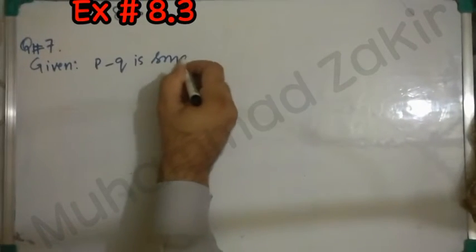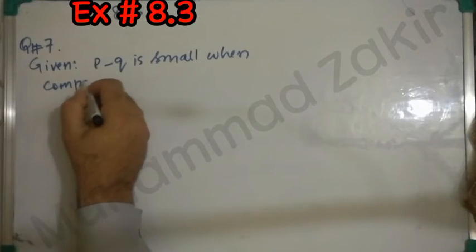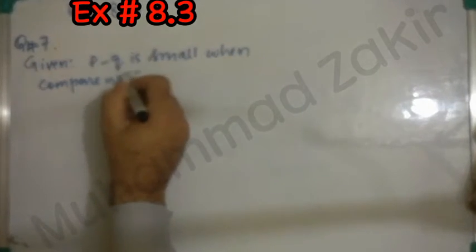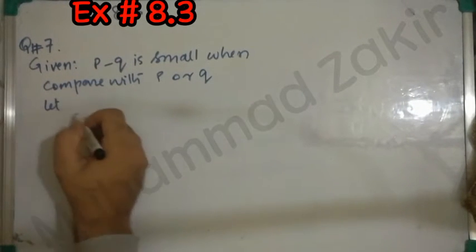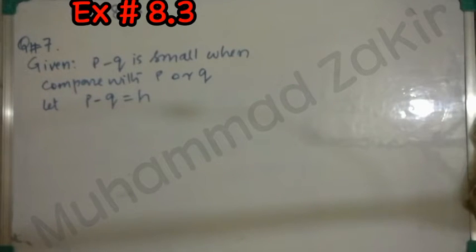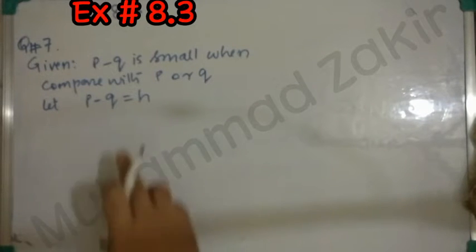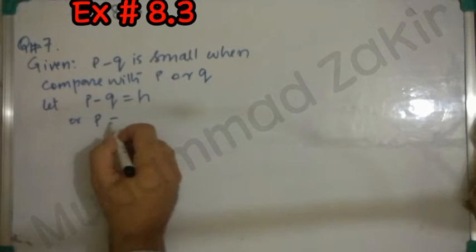Question number 7, exercise 8.3. Given is that P minus Q is small when compared with P or Q. So we will assume here that this difference is small. A small value is represented by delta x, delta y, or h, used in mathematics to denote a small quantity. So P minus Q is small, meaning h, or it can be written P is equal to Q plus h.